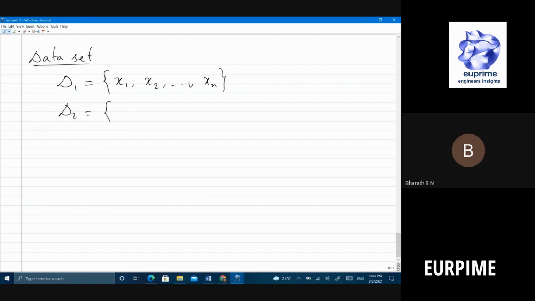Maybe I'll use Z: Z1, Z2, etc., Zn. So this is the second set of data points. I want to ensure that both are separable by a hyperplane. What do you mean by that?